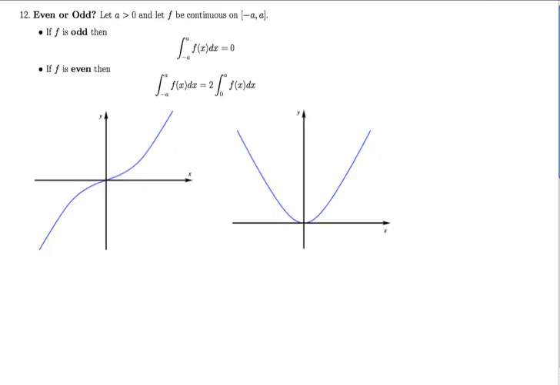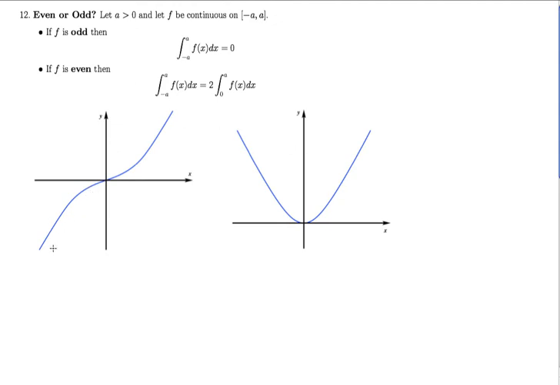Okay, in this last topic, I just want to mention some properties of even and odd functions. Just recall that an odd function was a function that had symmetry about the origin, and an even function was a function that had symmetry about the y-axis.